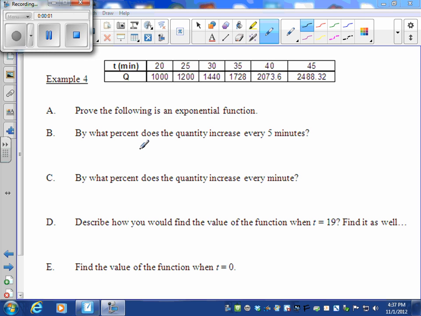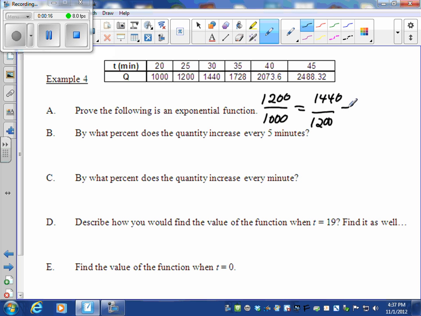Here we go, example 4. This is a good one. Prove it's exponential. Well, this is kind of a carryover from the problem we just did. So hopefully 1,200 divided by 1,000 is the same thing as 1,440 over 1,200 is the same thing as right on down the line. But what percent does the quantity increase every 5 minutes?